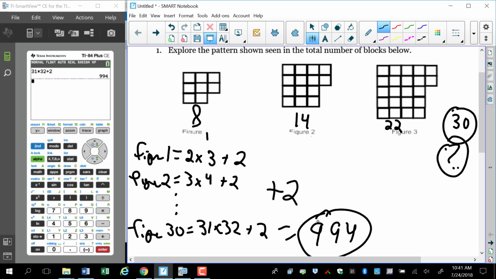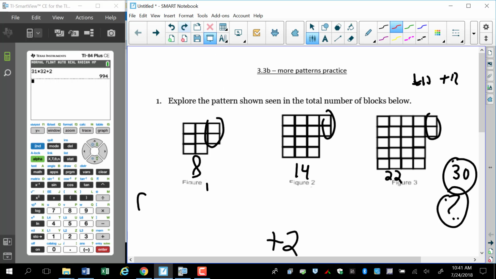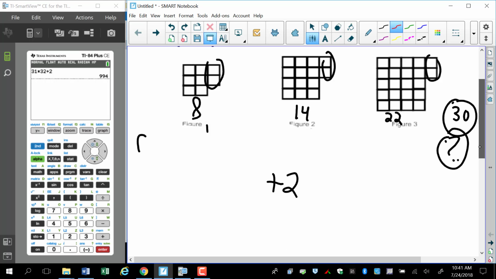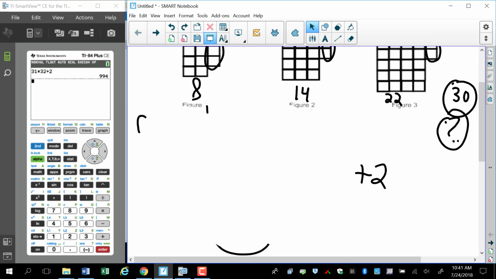Other students notice, well, we have missing blocks here. They, instead of saying we have 2 extra, they were thinking of this as, well, maybe we're just missing blocks. Maybe this block, we're missing 2 here, missing 3 here, and they notice, well, I'm missing however many figure numbers I have. That's how many blocks I'm missing. If we go back here and we try to do this a different way, and again, we still want to get to that 994 answer that we're looking for. Slide this over to the side.